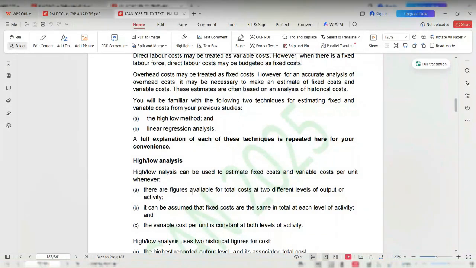You will now pick which one is the highest, which one is the lowest. After you have gotten the highest and the lowest, you will subtract them from each other. You will subtract total cost of lowest from the total cost of highest. Then you will subtract activity level of lowest from the activity level of highest. Then you will get a particular answer. After that, you will divide the total cost difference by the activity level difference. Then you will get the variable cost per unit. Are you getting me?